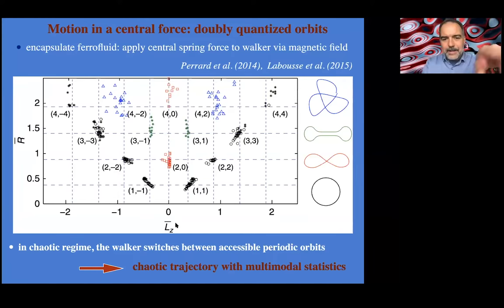And you can see the different periodic states accessible in the lab, and you can see that there's a double quantization. So they're quantized both in mean radius, which is a proxy for energy, and angular momentum. So here we have the circles. As you move along this axis, here we have zero angular momentum. These are the lemniscates. And then you have these more complex structures, the trefoils and quadrefoils, as you go upwards. And again, when the system becomes chaotic, it switches intermittently between weakly unstable periodic states, the result being these multimodal quantum-like statistics.